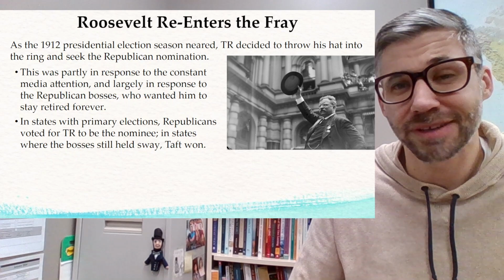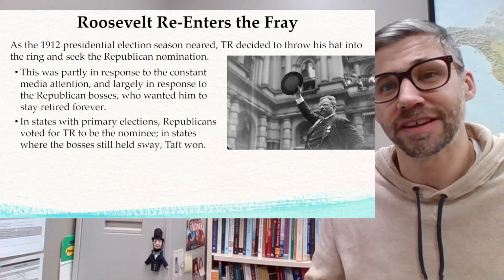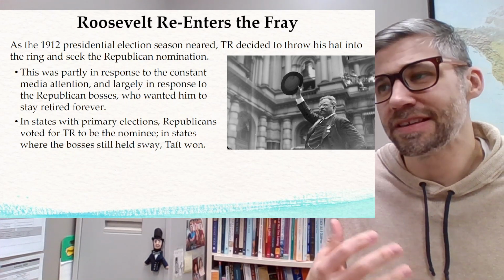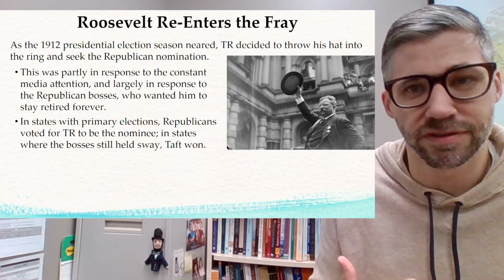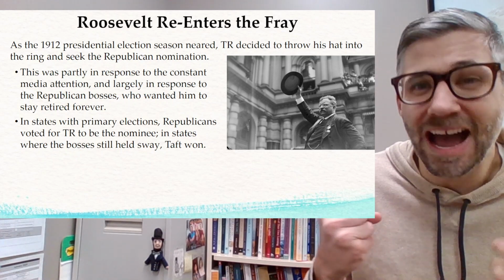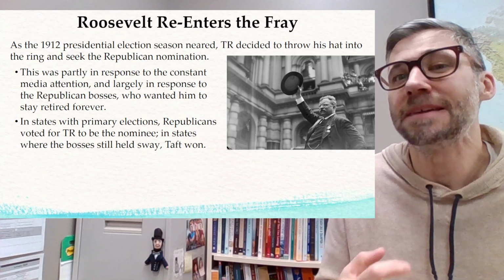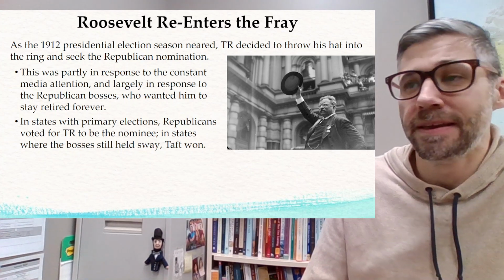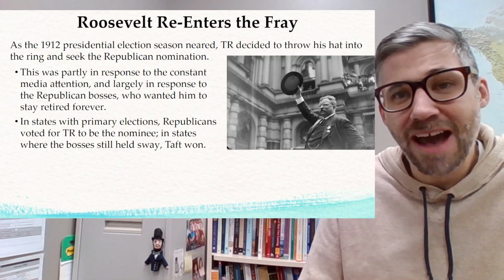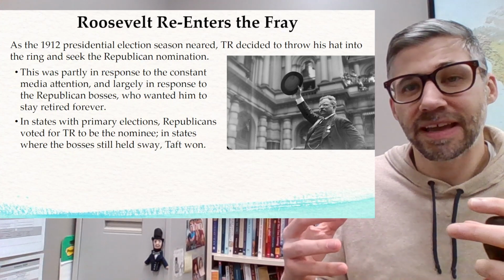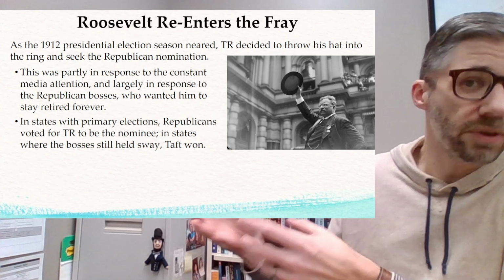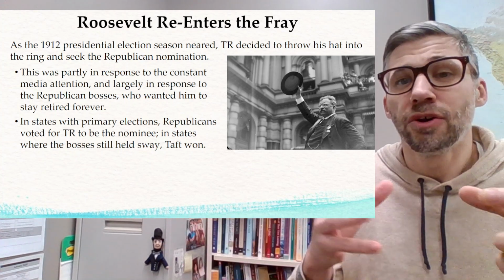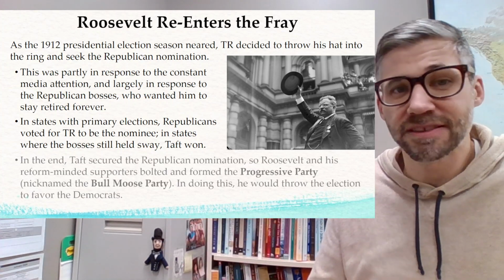TR was in full bull in a china shop mode, or as he called his new party, he says, I'm as strong as a bull moose. He's literally like, I'm embodying this sort of behemoth animal that wants back in, and I feel strong and ready to roll. And so Taft and Roosevelt are having a battle, not for the general election in November, but for who's going to be the Republican nominee for president.